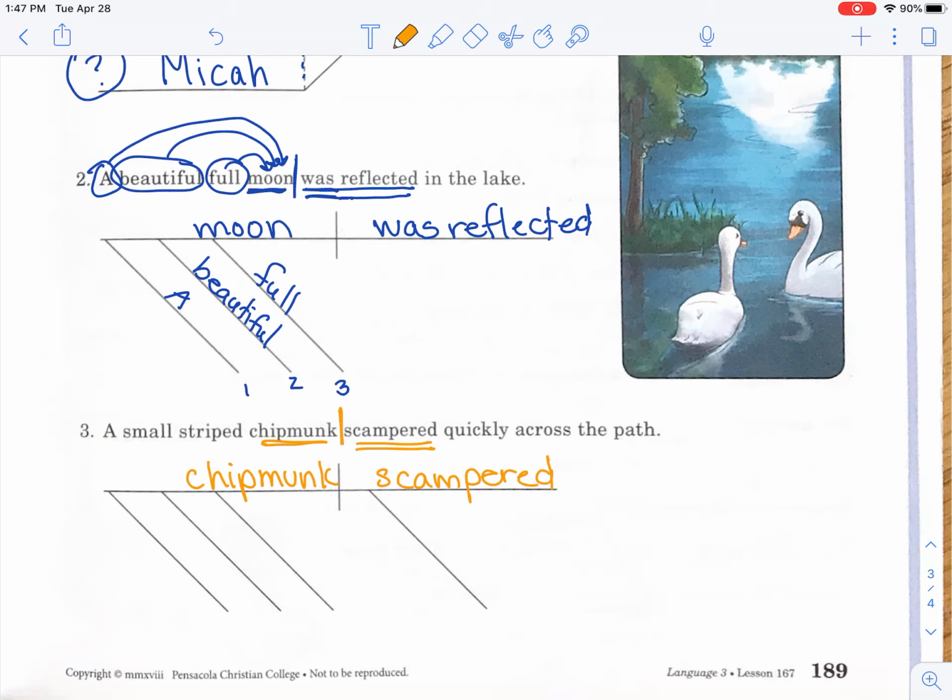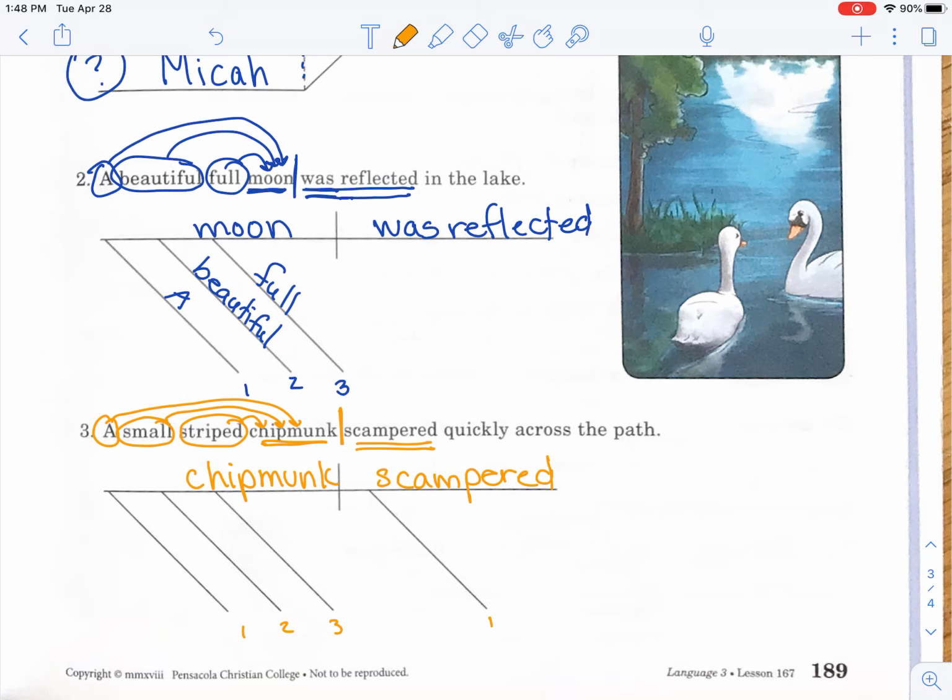Okay, so now let's look at how many lines. One, two, three. We're looking for three adjectives to describe the chipmunk. Let's see if we can find them. Okay, well, I see one. It's striped. It's a striped chipmunk. It's a small chipmunk. And it's a chipmunk.